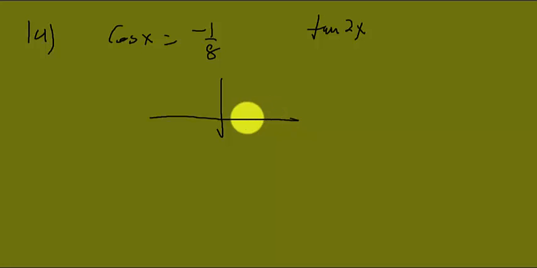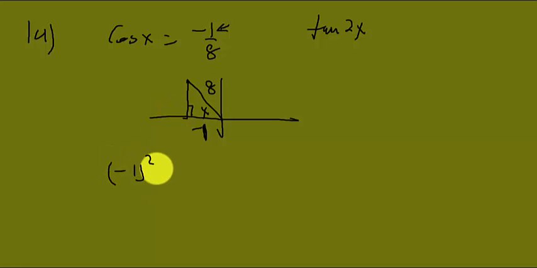Number 14. They tell us cosine of x is equal to negative 1 over 8. Find tangent of 2x. I have to take inverse of both sides, but this is negative, so cosine inverse only exists, the negative exists over here in the second quadrant. So that's my right triangle right there, and that's my angle x. This is the adjacent, which is negative 1. The hypotenuse is 8. I'm going to find the third side.